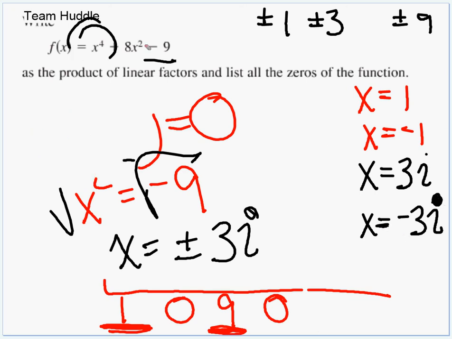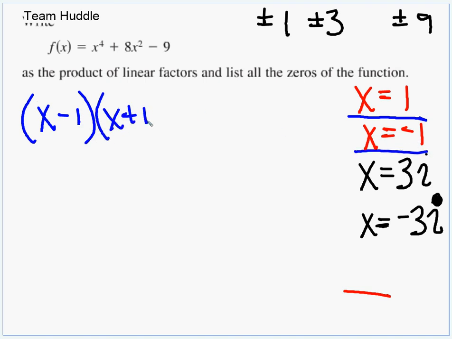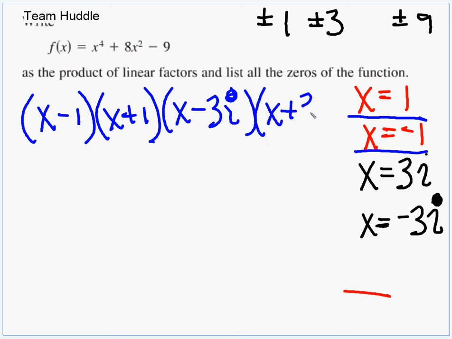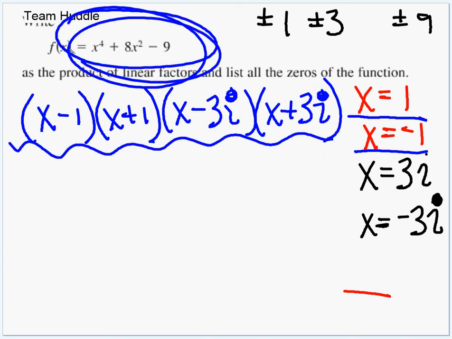So again, if we want to make it exactly as the directions say, the product of linear factors, we would turn these solutions into factors. So let's move the 1 over. That'll be an x minus 1 factor. Let's add this 1 over here, so that'll be an x plus 1 factor. Subtract the 3i, you get an x minus 3i. And for the last one, add the 3i, x plus 3i, because they always come in pairs. So if we did FOIL that all out, we should get back to our original equation.